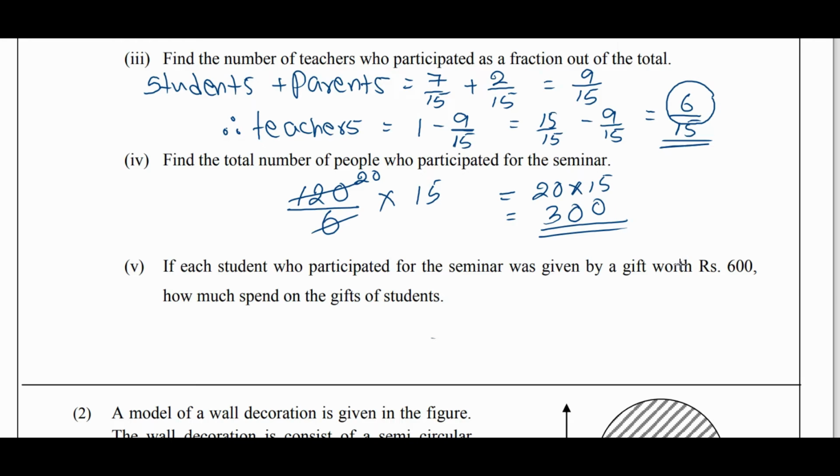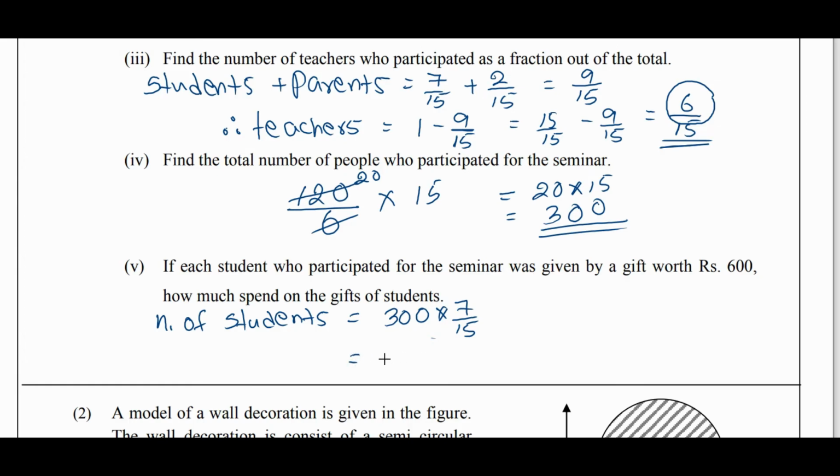participated in the seminar. Last part, question number 5. If each student who participated in the seminar was given a gift worth rupees 600, how much was spent on the gift of students? First of all, we have to find the number of students. Number of students is going to equal 300 of 7 out of 15, because the fraction of students is equal to 7 out of 15.